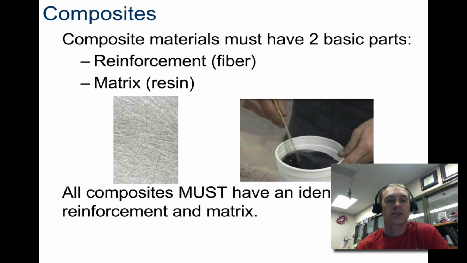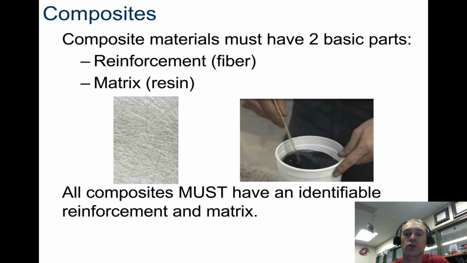So let's take a look at some specifics here. Composite materials must have two basic parts. They have a reinforcement and they have a matrix or resin. The reinforcement for us is going to be fiberglass, and this resin is a mixed piece that we're going to brush or pour onto the top of it. All composites must have an identifiable reinforcement and matrix.